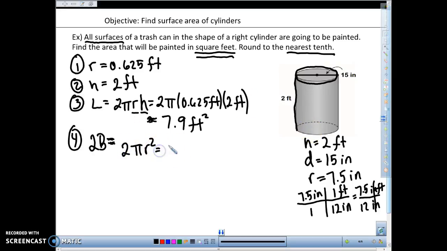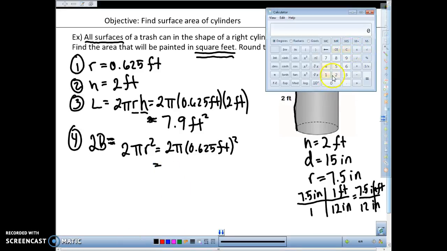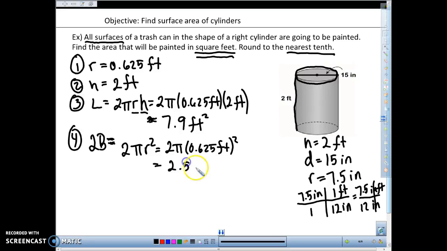2 pi r squared. We already have the radius, so I'm going to go ahead and plug in this value, 0.625 feet squared. And punching this into my calculator, I get 2 times pi times 0.625 squared, and we get 2.5 square feet. And again, that's the area of my top and bottom base.